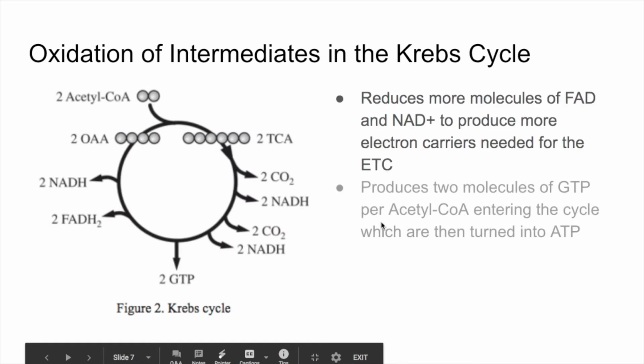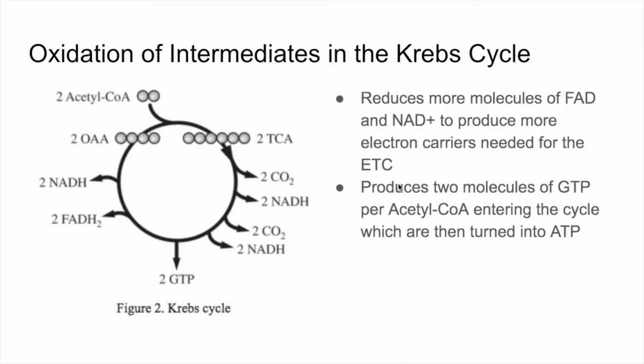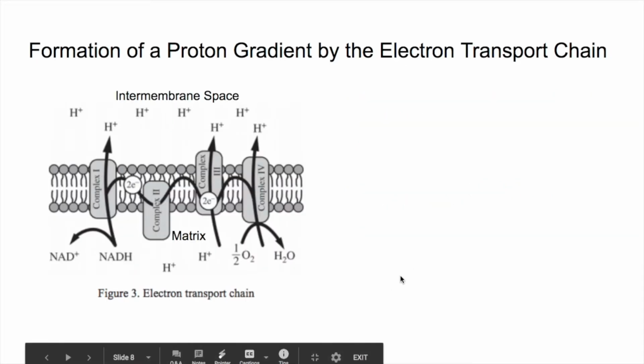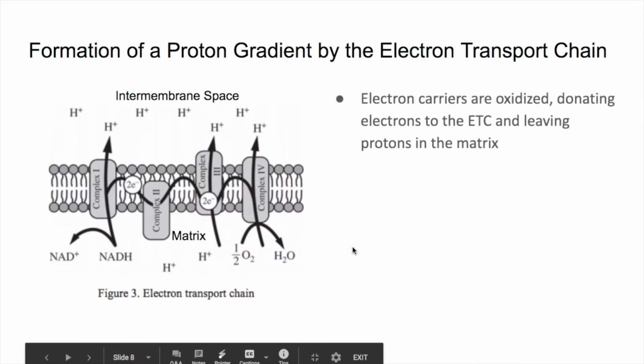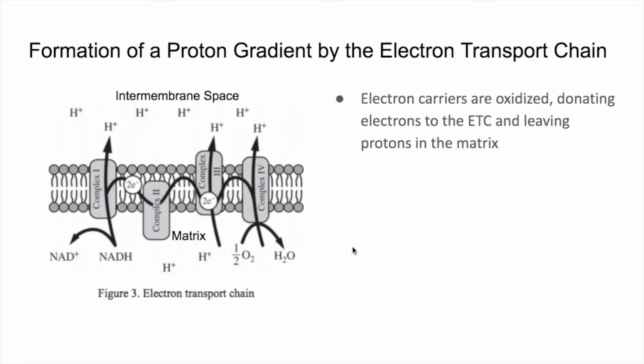In the Krebs cycle, there are going to be more molecules of FAD and NAD plus reduced to produce more electron carriers for the electron transport chain, and 2 molecules of GTP per acetyl-CoA entering the cycle are going to be produced. And these can be an energy source in their own right, or they can be converted into ATP. Finally, the electron carriers are going to be oxidized, donating electrons to the ETC and leaving protons in the matrix.